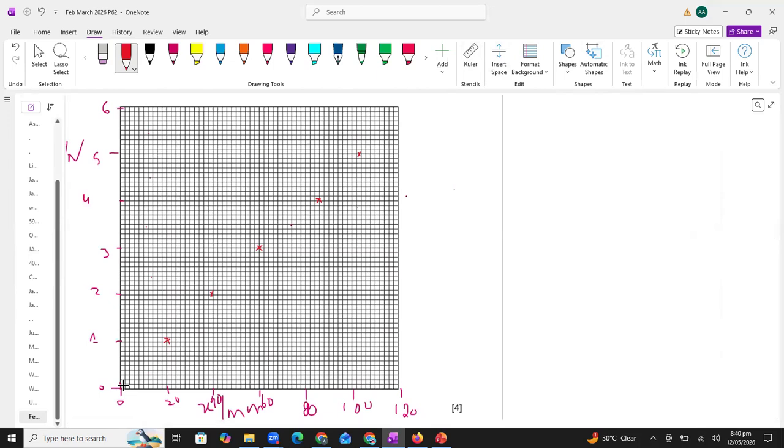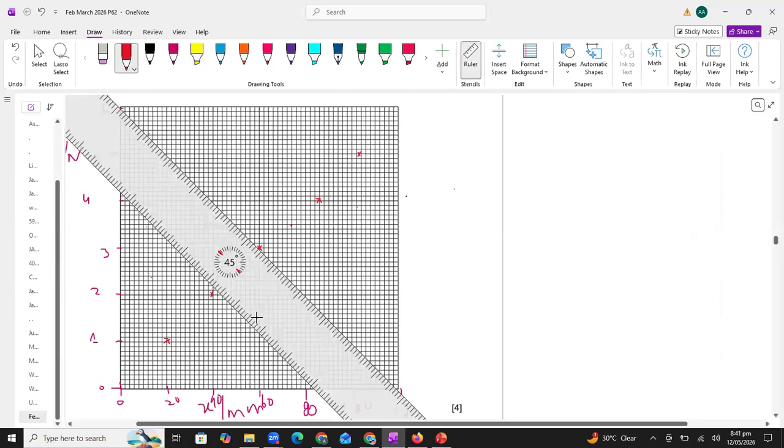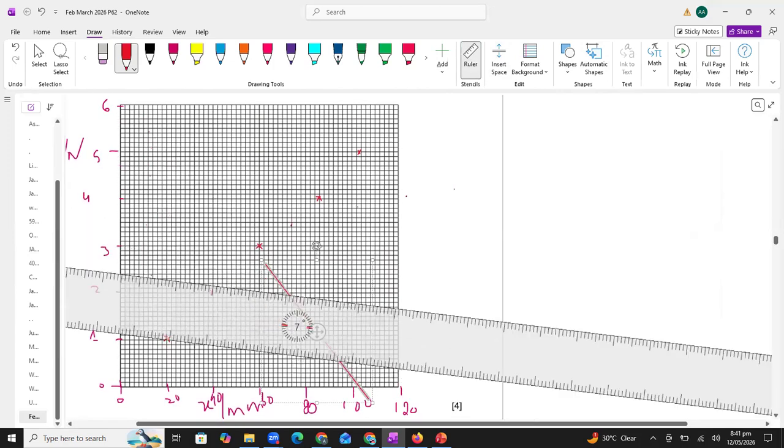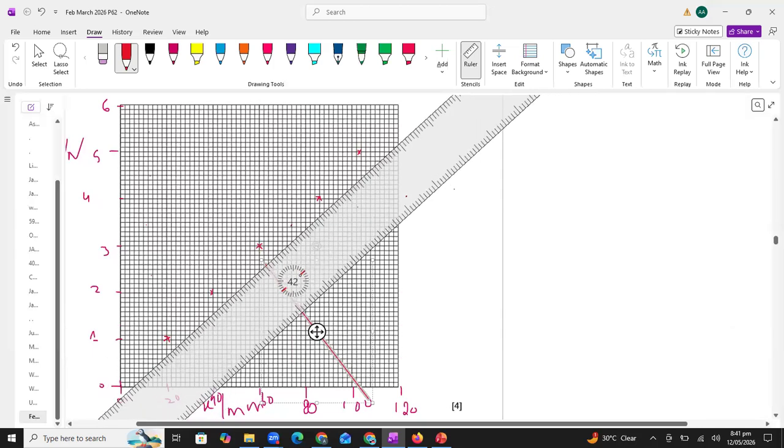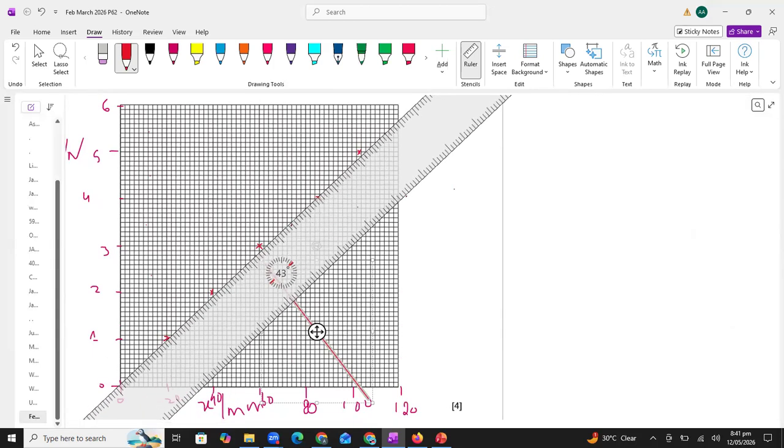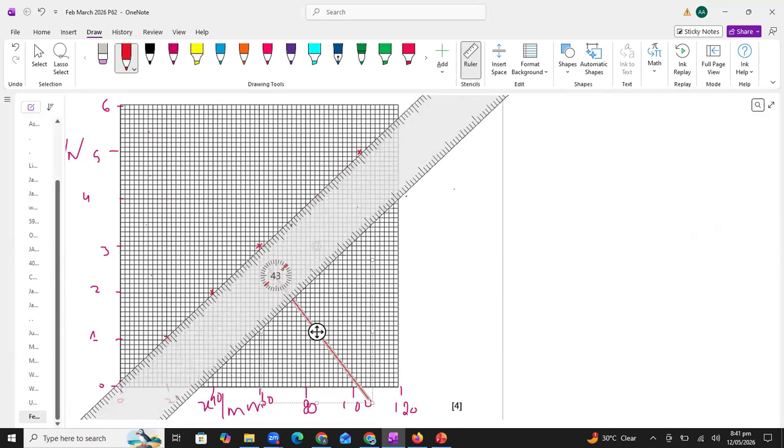We have to draw the best fit line. So which type of line will we get, students? A straight line or a curved line? We have to draw the straight line here. Exactly, students. We have to draw the straight line and try to join the maximum crosses.